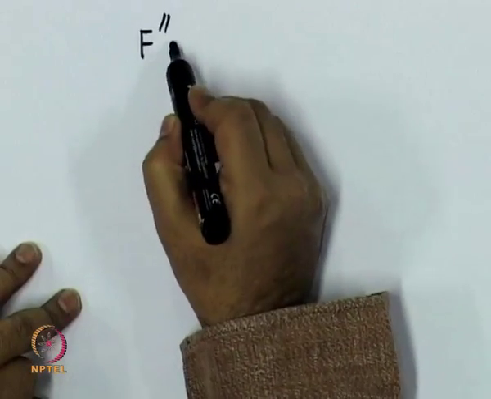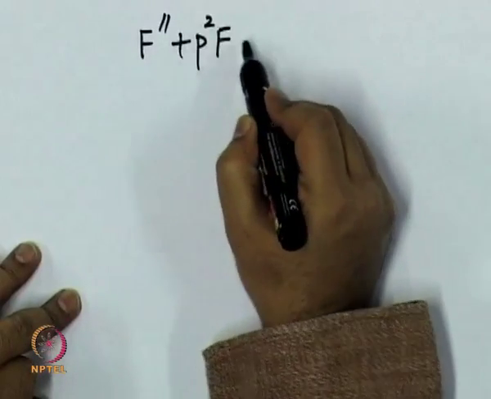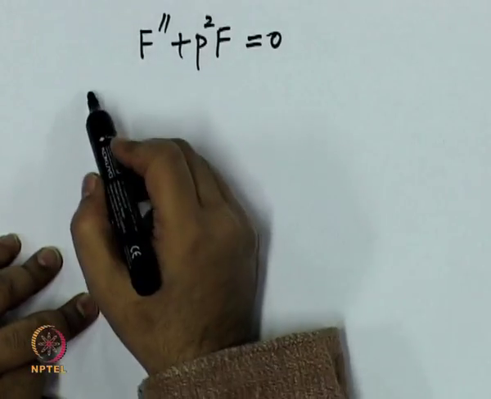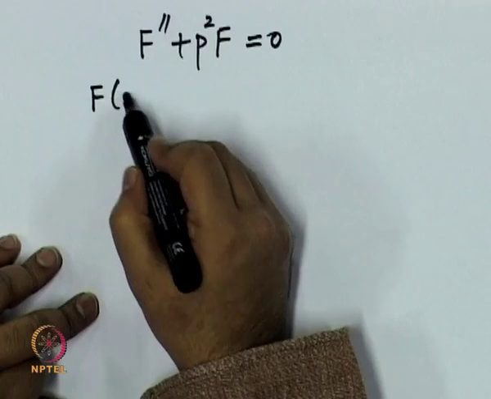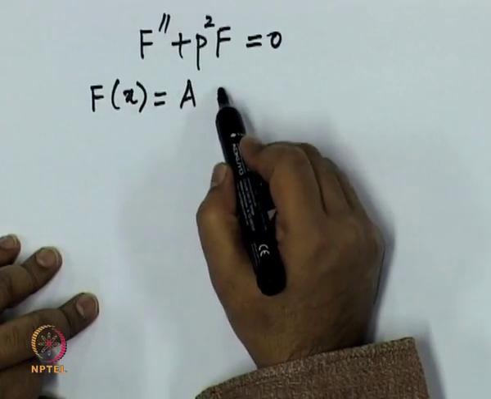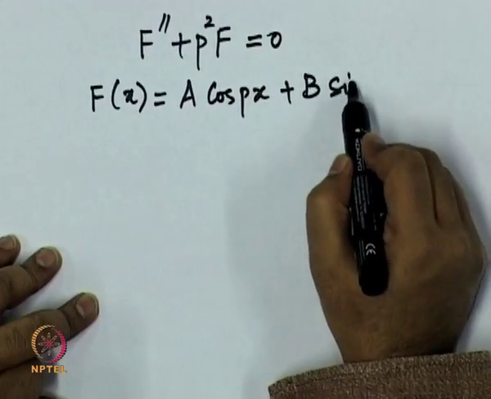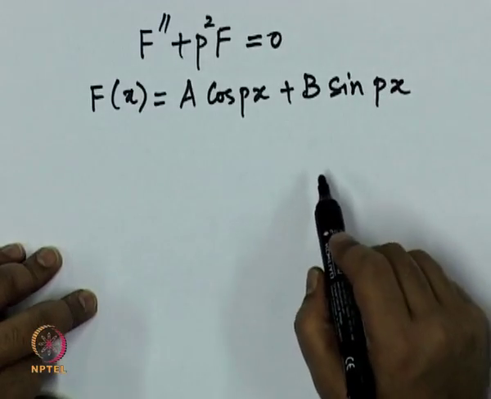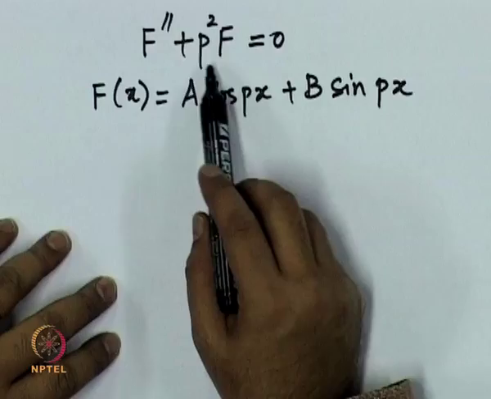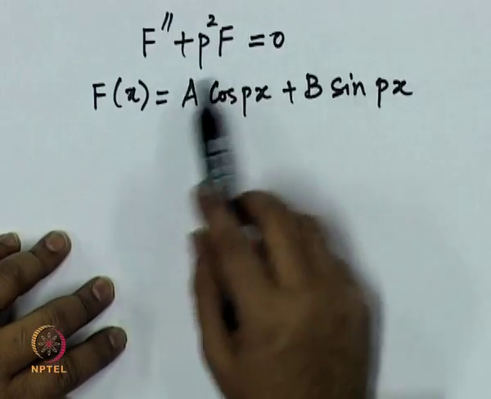So, let us take the first equation and solve it. Let us take f double prime plus p squared f is equal to 0. What is the general solution for an equation of this type? I am going to assume that f of x is some a cos px plus b sin px, right. If you take the second derivative, you will get back to the same function.